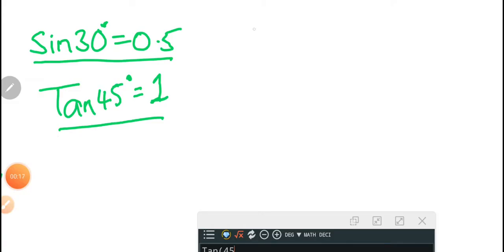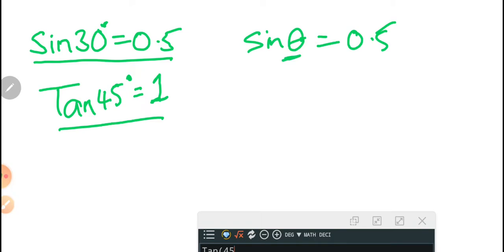But what if the exam question was to say that sine of a given angle is equal to 0.5? Find out what this given angle is. This is the sign we use. We don't use x normally, we use this sign theta to represent any angle. So sine of a given angle is 0.5.